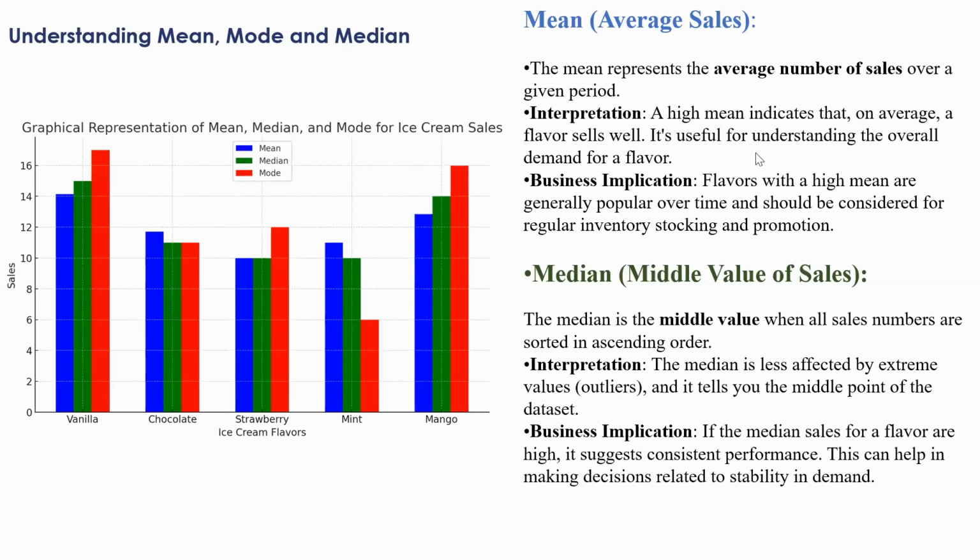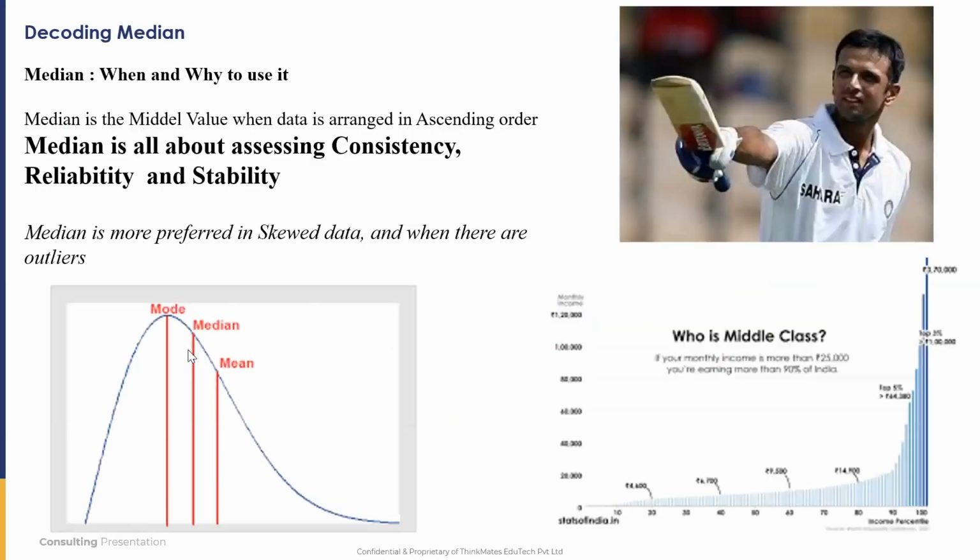Second, interpretation, middle value, which is the green value. Median. So median का interpretation क्या है? Median is less affected by extreme outliers and it tells you the middle point of the data set. Business implication. हमारा business implication क्या है? If median sales for a flavor are high, it suggests consistent performance. Like I said, median जब भी mind में आता है, always remember 3 words: consistency, reliability and stability.